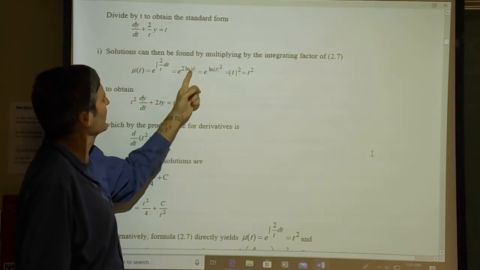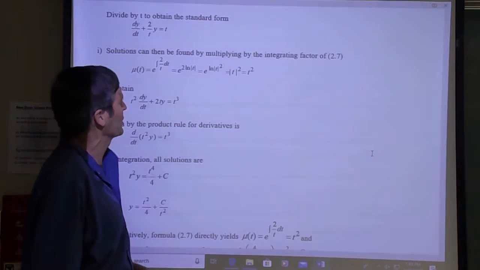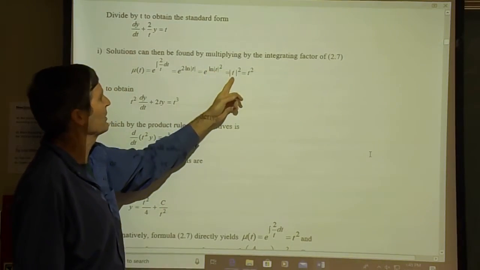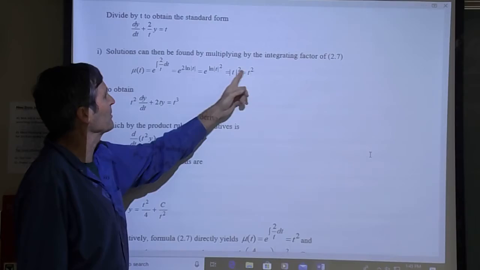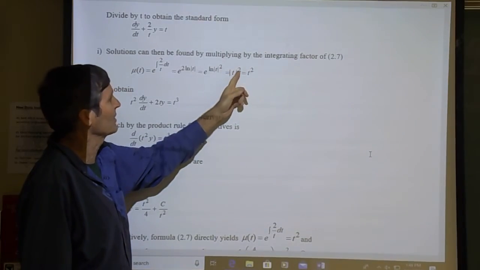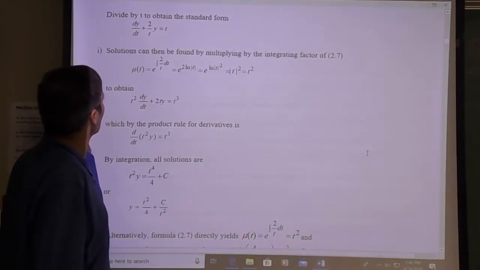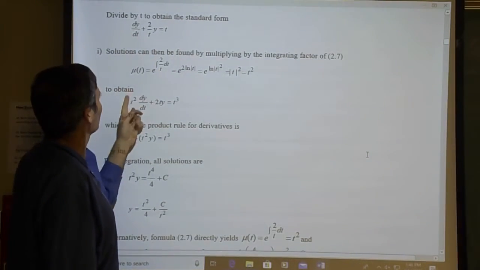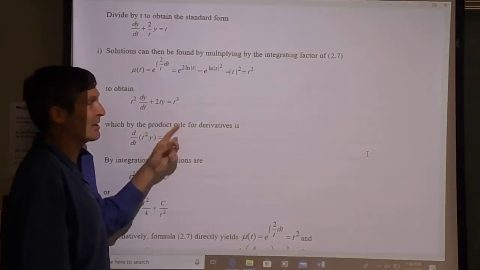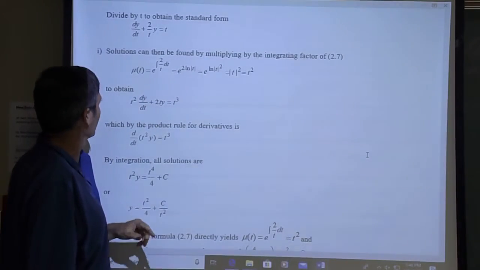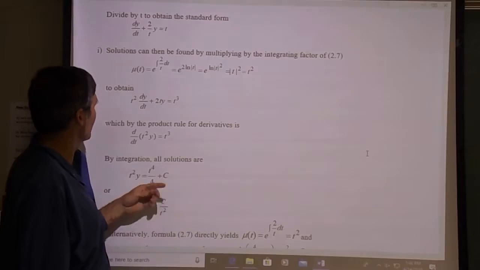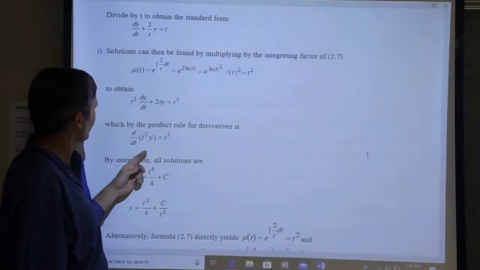Well, 2 ln t is ln of t squared by algebra, right? And e and ln undo each other by algebra. You just get absolute value of t squared. We can drop the absolute value because absolute value of t squared is the same as t squared, right? So now we'll multiply through by t squared, because this actually makes the left side a derivative by the product rule, right? t squared dy/dt plus 2ty is the derivative of t squared y. You just look at it and see that.